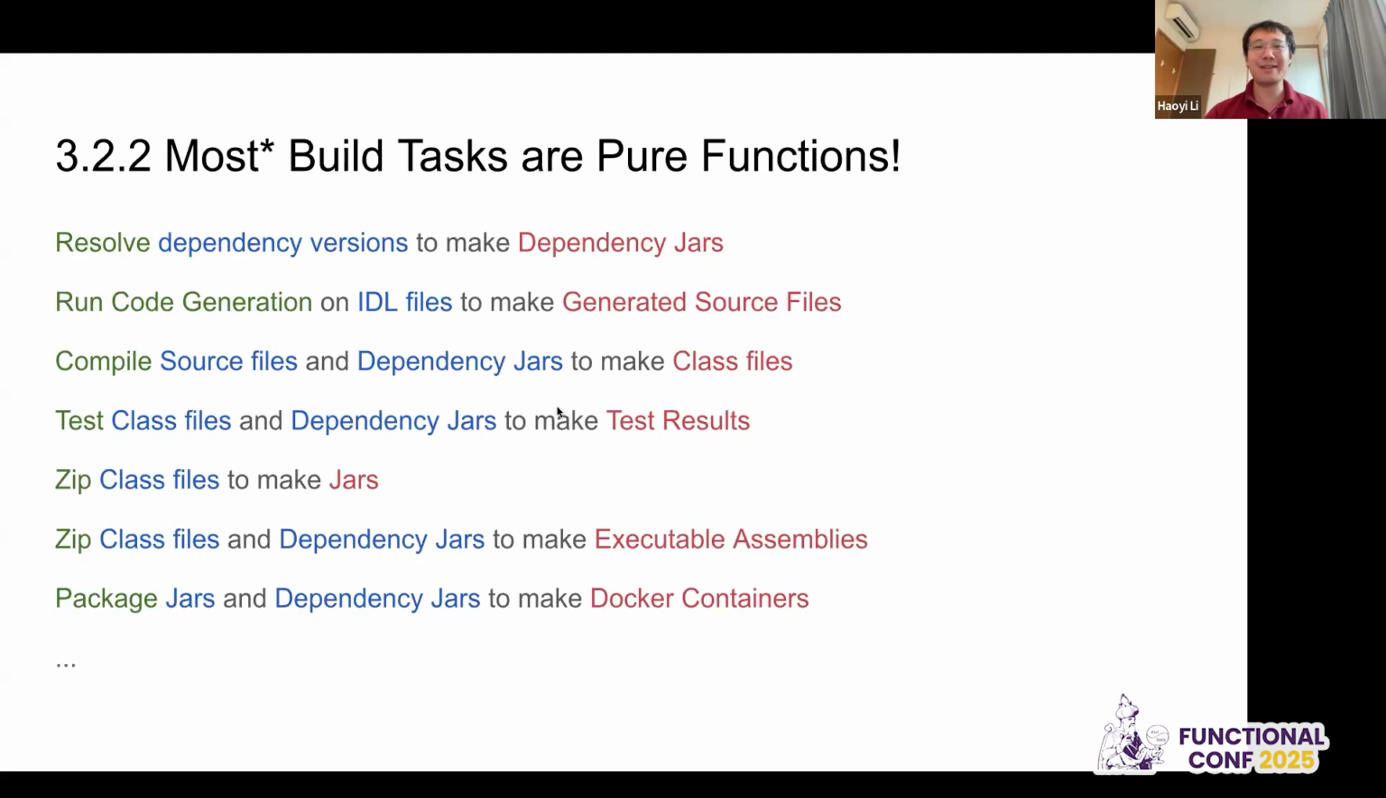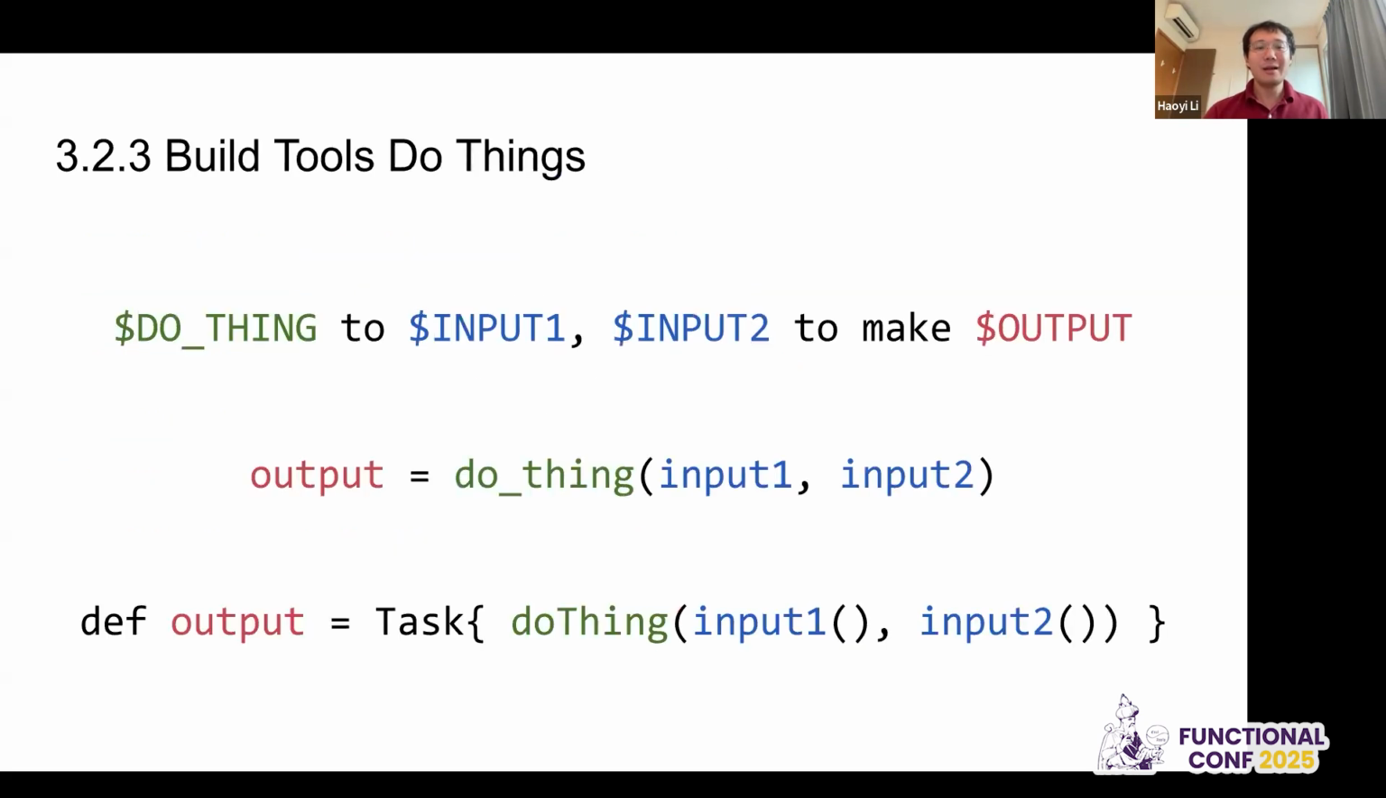And this pattern of the fact that almost every build task is a pure function applies to almost every programming language and ecosystem. And Mill takes advantage of that. This do something to inputs to make output, in Pythonic pseudocode, looks like this. In Mill, the syntax is slightly different. We need to wrap in this Task wrapper in order to do what we want. But logically, we are saying that the output is a pure function of its inputs.